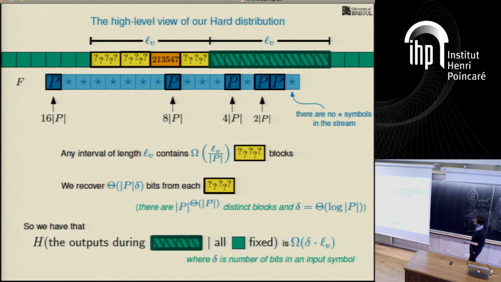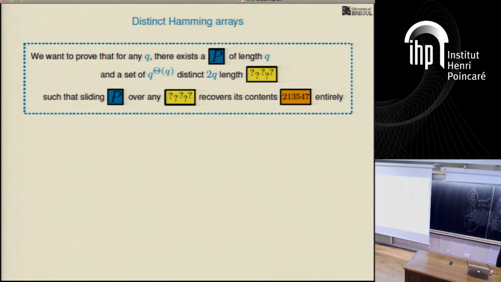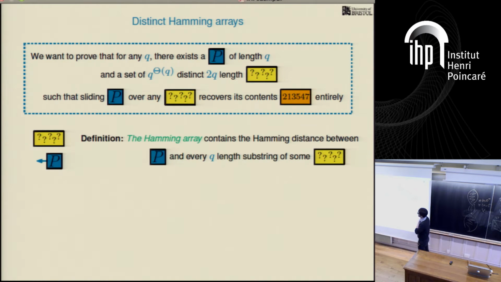So if we can work out how to pick these blocks and this p in such a way that you get this, this is what we need to do. We want to prove that for any q, there exists a p of length q and a set of q to the theta q distinct 2q length blocks, such that sliding p over this recovers exactly and uniquely and entirely its contents. A big set of possible blocks that can all be recovered by sliding them over p.